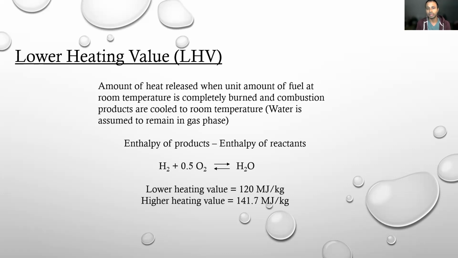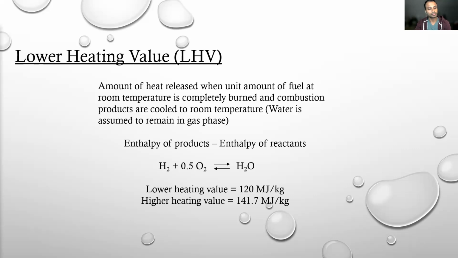Taking hydrogen, for example, here on the screen you see hydrogen combines with oxygen to produce water. The lower heating value of hydrogen is 120 megajoules per kg, and the higher heating value is 141.7 megajoules per kg. We will write a script in Cantera to calculate the lower heating value and see how close we come. The calculation is done by taking the enthalpy of the products, water in this case, and subtracting the enthalpy of the reactants, hydrogen and oxygen. The resultant heat is the lower heating value that we will get.